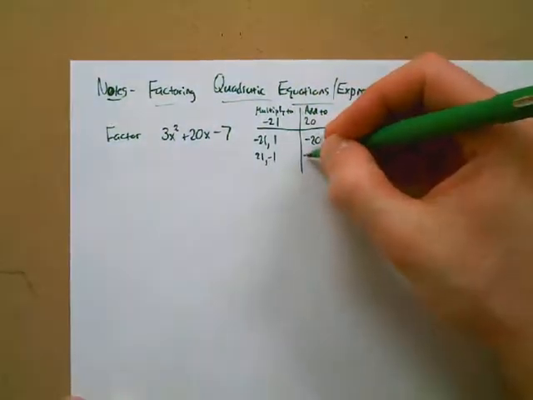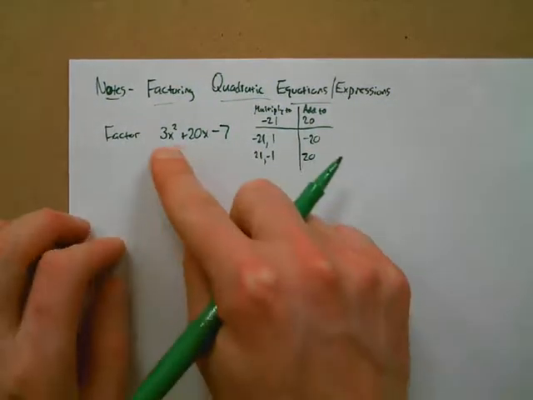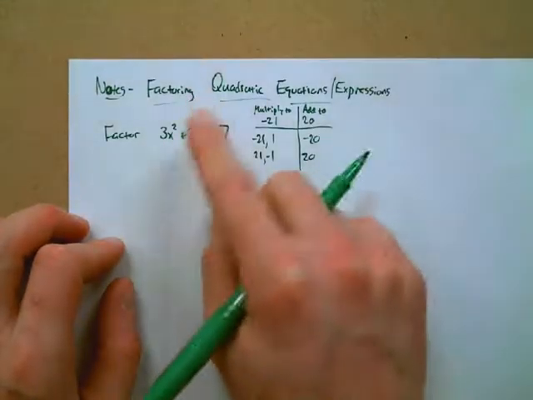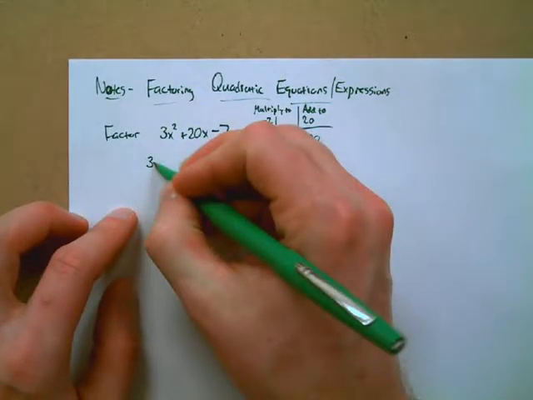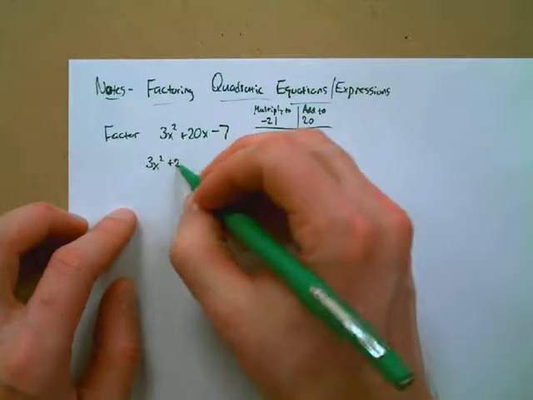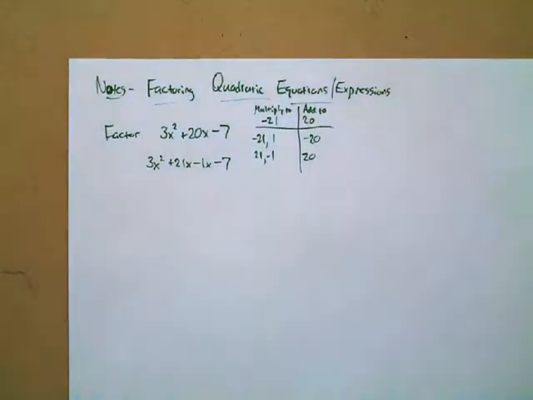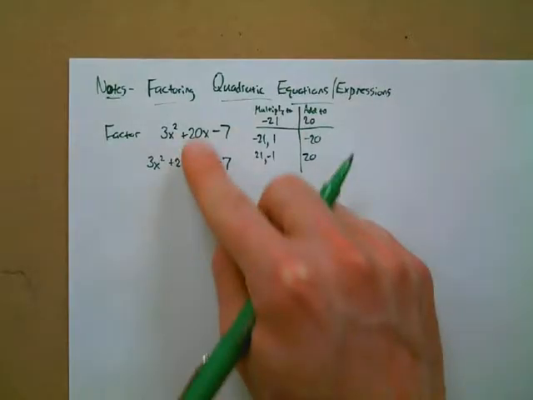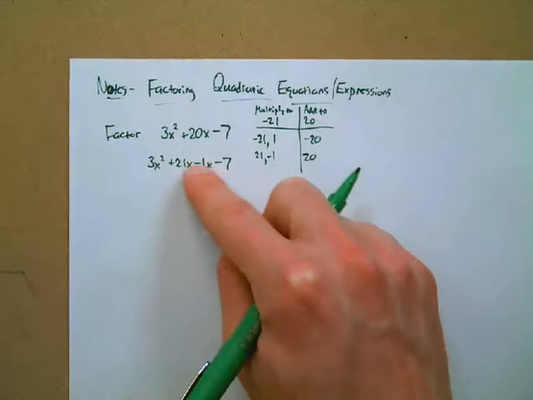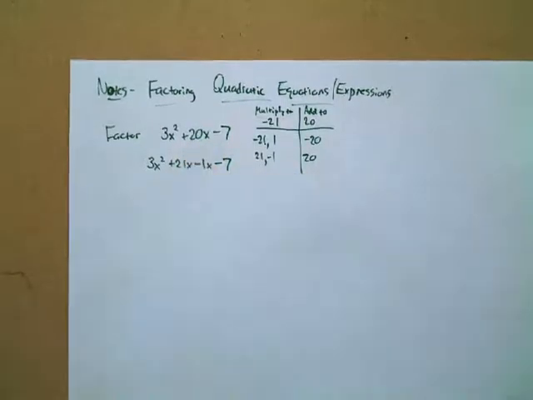Again, this might be a little bit weird, but what we're going to do is take that middle term and break it up into these two numbers. So instead of 20x, we're going to rewrite it as 21x minus 1x minus 7, like that. You'll see these two things are equivalent. If I combined like terms here, 21 minus 1, I would get back to the 20. So why did I break it up? Why did I make it unsimplified?